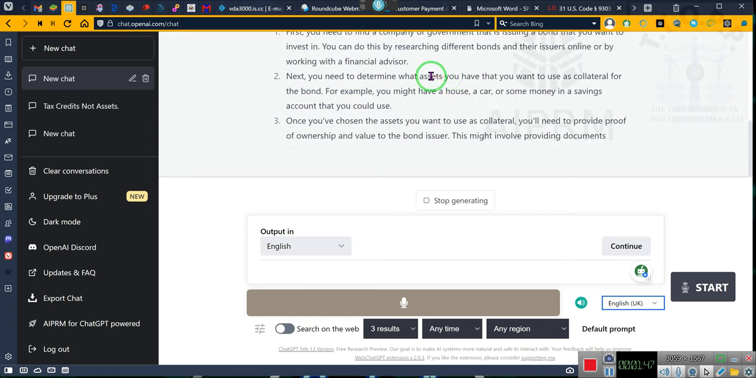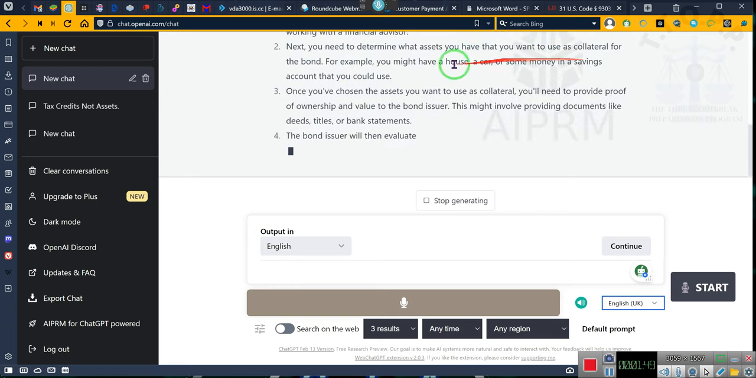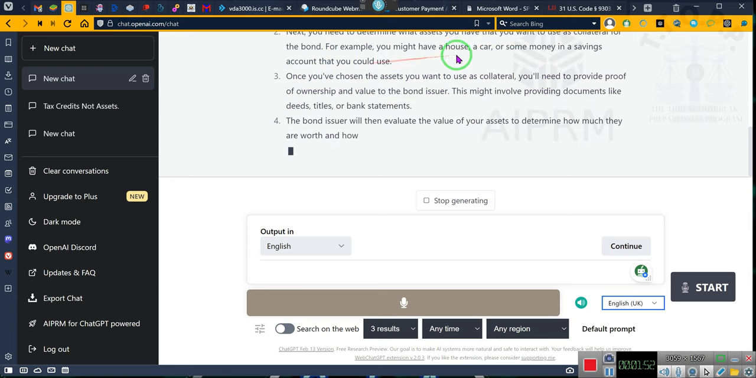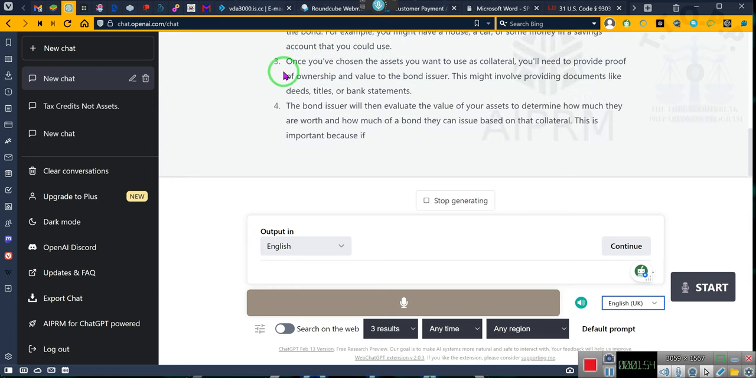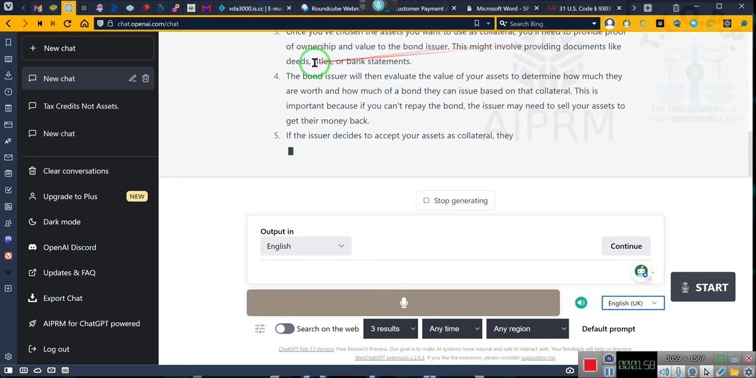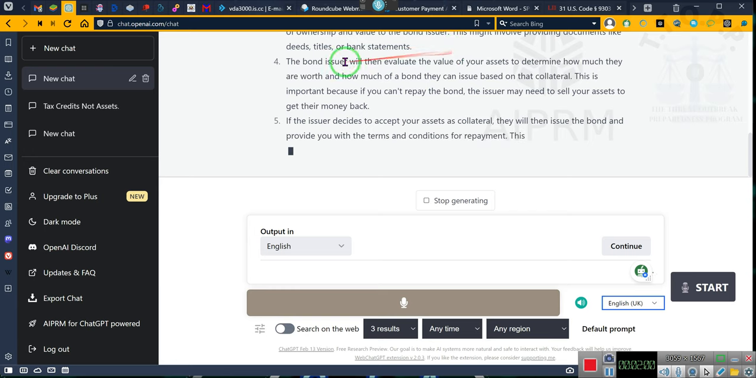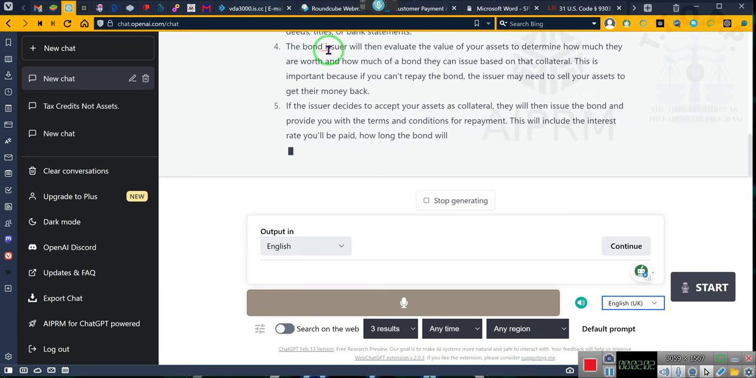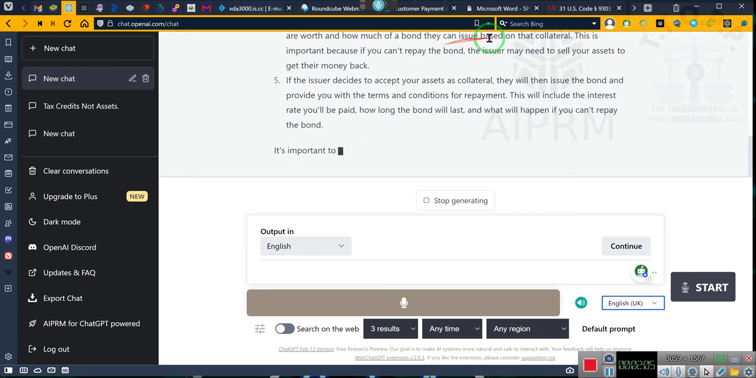Next, you need to determine what assets you have that you want to use as collateral for the bond. For example, you might have a car, money, savings, or tax credits. Once you have chosen the assets you want to use as collateral, you will need to provide the ownership and value of the assets, blah, blah, blah, deed and title. The bond issuer will then evaluate, blah, blah, blah.